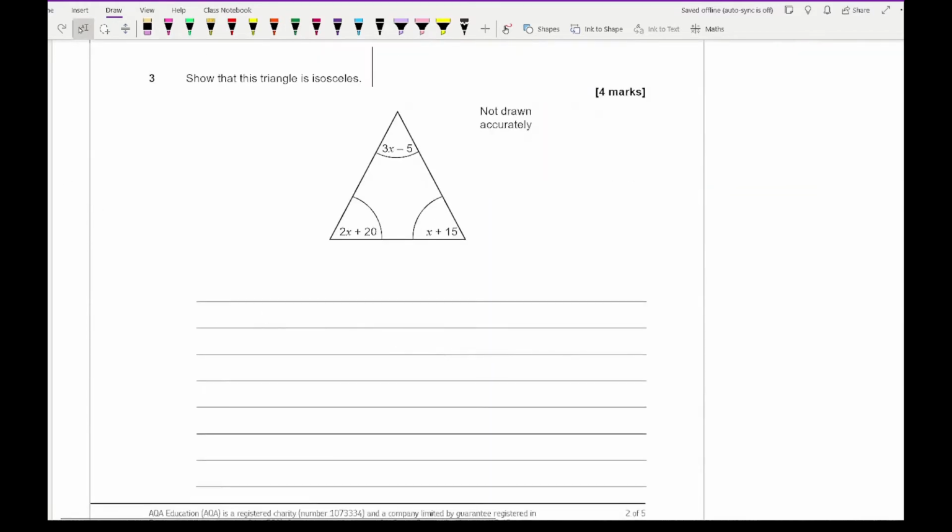And with question 3, it says show that the triangle is isosceles. Now if this triangle is isosceles, it basically means that these two angles here need to be the same. Now it's not just a simple case of making those two angles equal to each other. That's not going to work because that's assuming the triangle is isosceles, and we need to show that it is actually isosceles. So what we need to do is add up all angles and make it equal to 180, and then find the value of x.